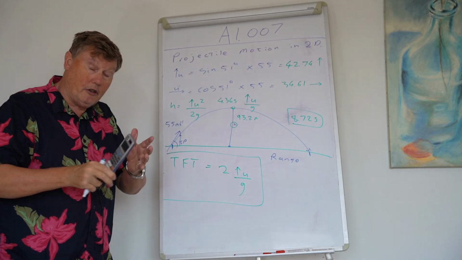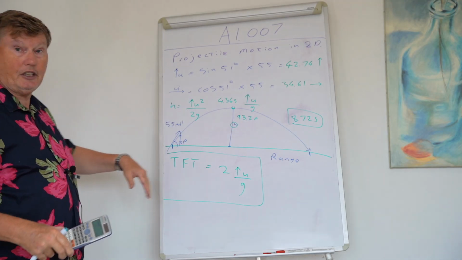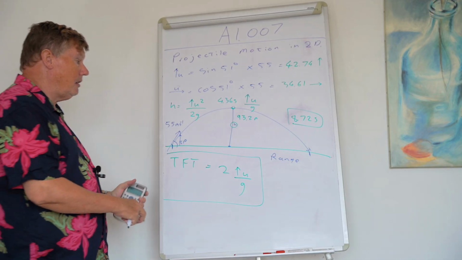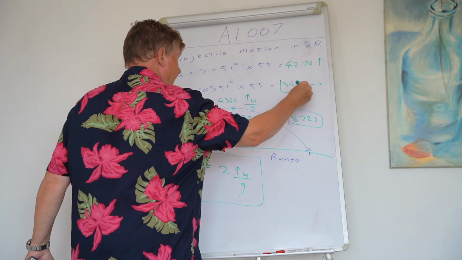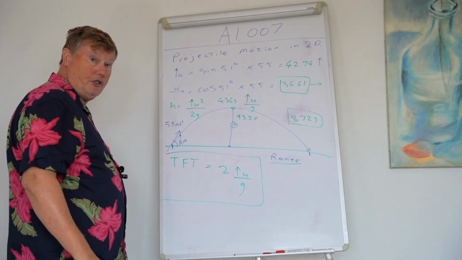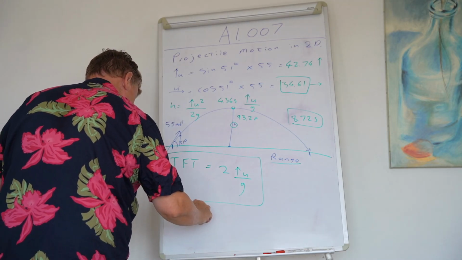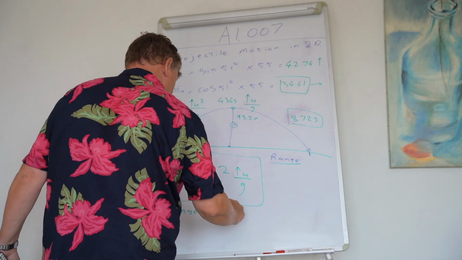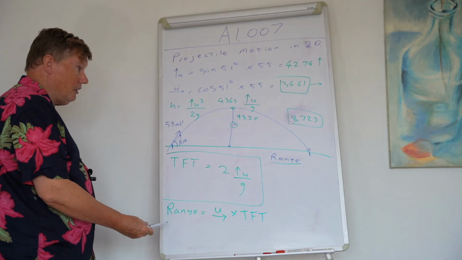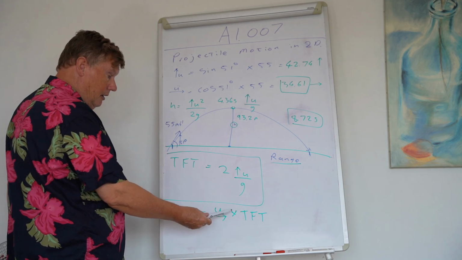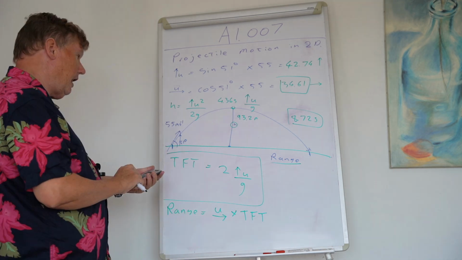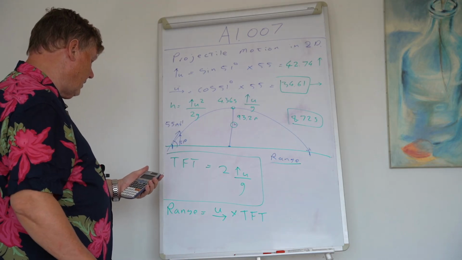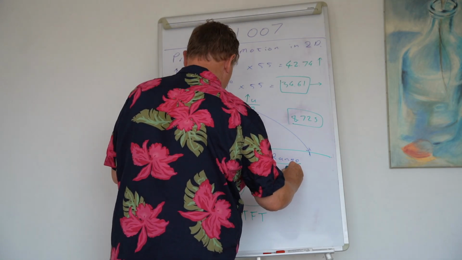And we know that during this entire time, it's going sideways at 34.61 all the time. So if we just multiply TFT by that number, it'll tell us the range. Range equals the initial horizontal velocity, which doesn't change anyway, multiplied by TFT, the total flight time. 8.72 seconds times 34.61 is 301.8 metres. Call it 302 metres.